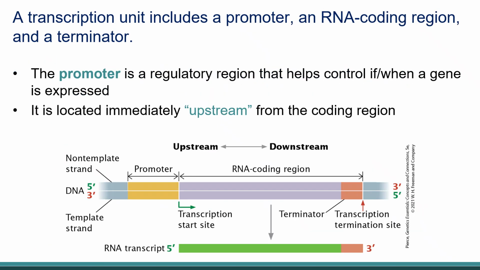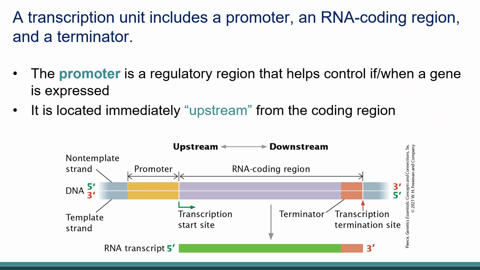Let's take a look at our transcription unit. These are all the sequences that play an important role in either transcribing or transcribing and then translation. So as part of our transcription unit, we have a promoter region. Now the promoter region is a regulatory region that helps with control of gene expression. So we'll talk about this in a little bit more detail in chapter 12, coming up after this unit exam.